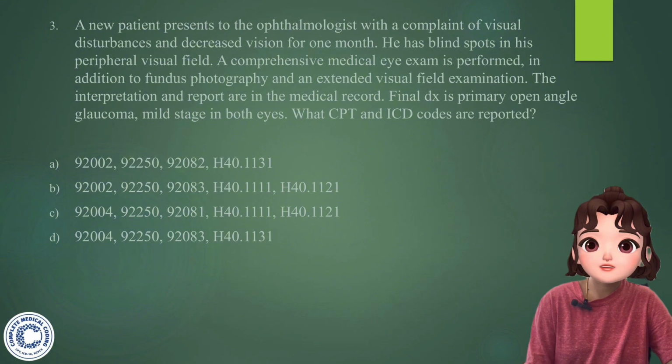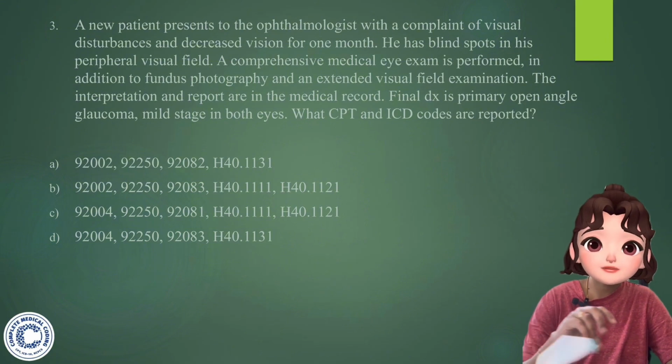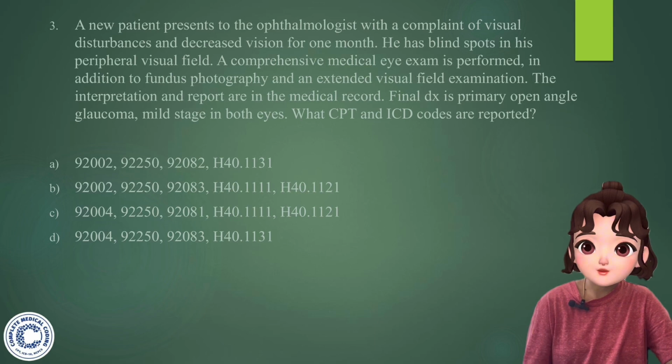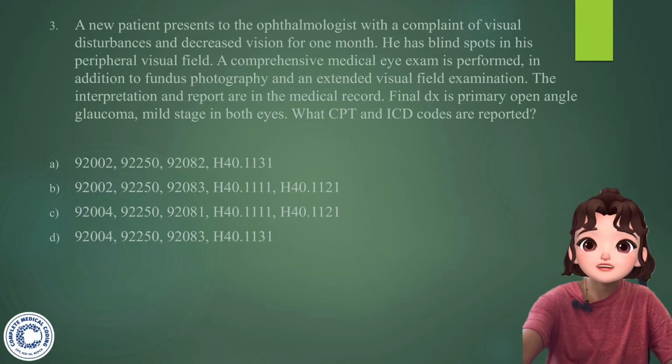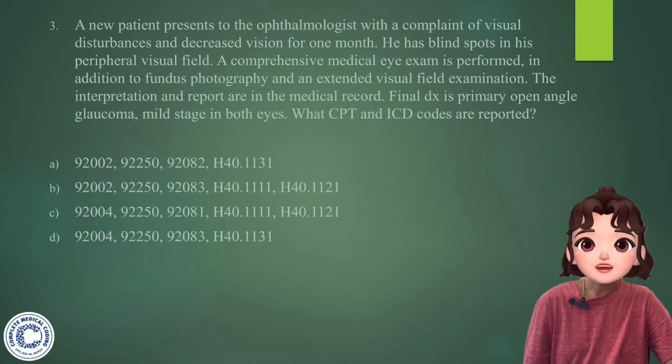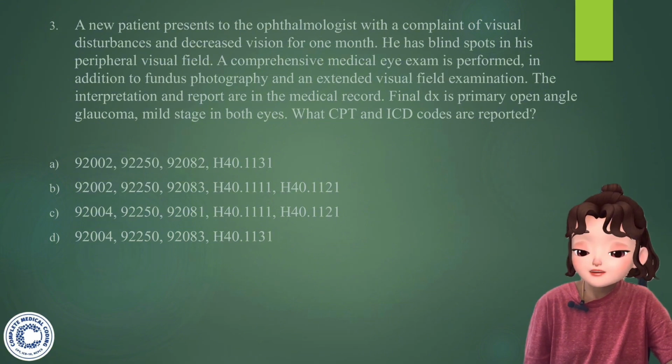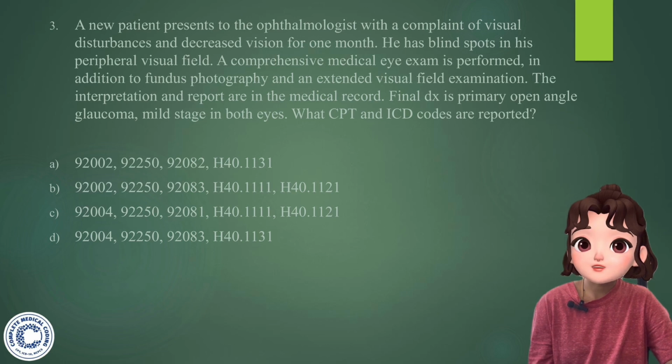The second service that you need to code is 92250, which is fundus photography with interpretation and report. With interpretation and report is also mentioned in the question. So 92250 is fundus photography. And what is 92083 in option D? Again, what is the third procedure you have to code? Extended visual field examination, right?